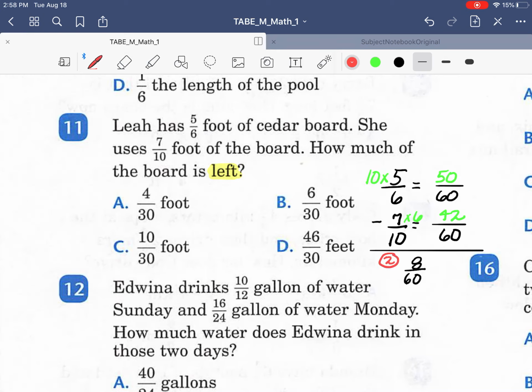So that's 8/60, which will simplify by 2. Actually, I believe there's something else, but let's just keep going. So that is 4/30. That will go again by 2 to get 2/15. But the answer they want is the 4/30. So the answer to number 11 is A.